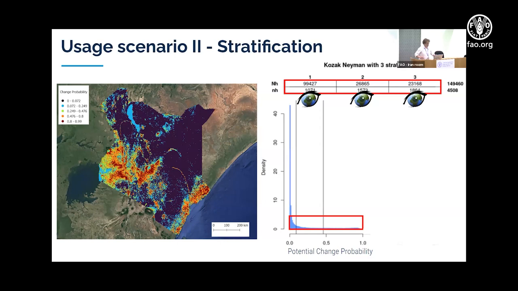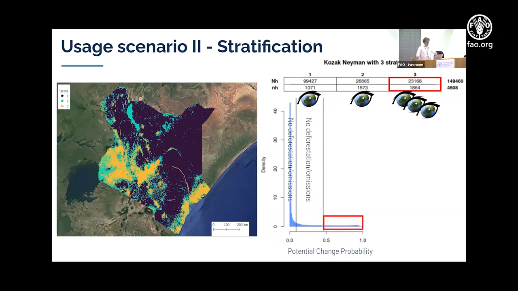And the point here is that when we stratify this, we use a Neyman allocation. We just have a few samples that we actually still place in this low probability stratum. But this is basically just to check that our quality of the map is acceptable. But then we rather look at the high potential change strata to actually get our estimates of change. And next slide, please.